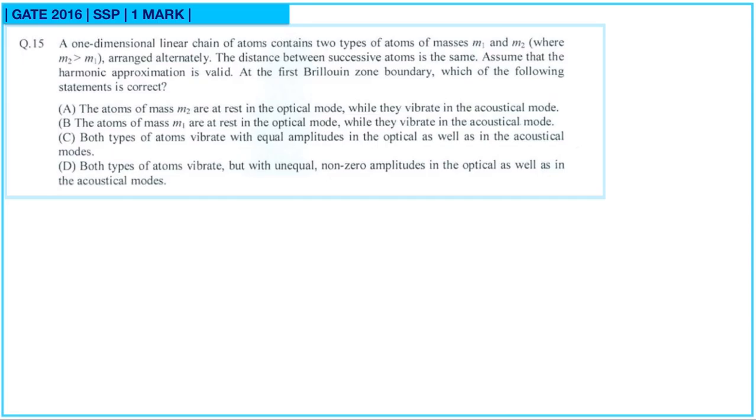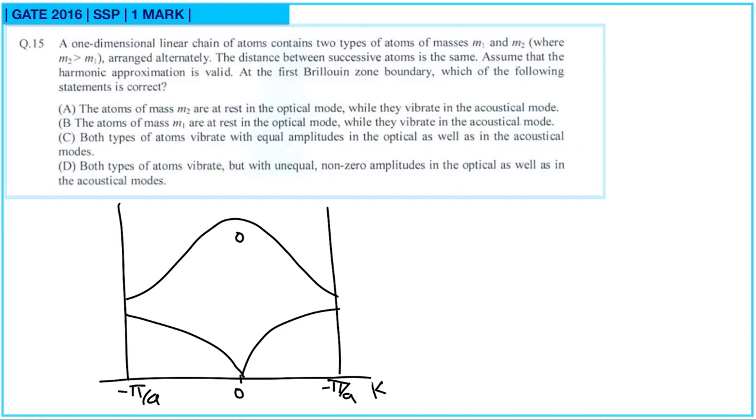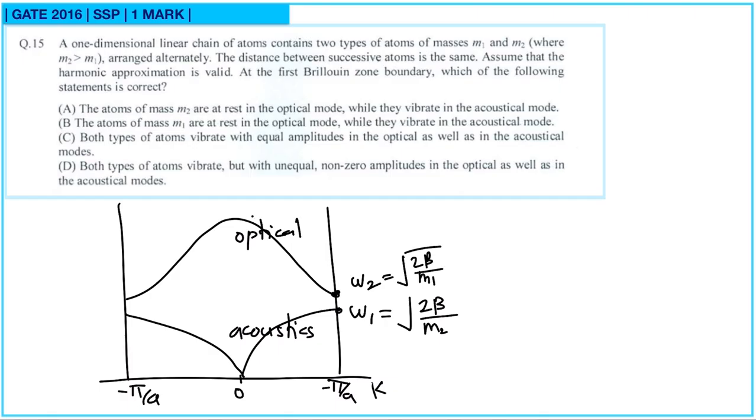Now it is a one-dimensional linear chain of atoms, so it is diatomic. So for that, if we plot omega versus k, then this will be 0. The first Brillouin zone boundary will be at plus minus pi by a. So this branch will be the optical branch and this branch will be the acoustical branch. This point corresponds to omega 1, which is equal to under root 2 beta by m2. This is omega 2, which is equal to under root 2 beta by m1. And this corresponds to omega 3, which is under root 2 beta into 1 by m1 plus 1 by m2. Here m2 is greater than m1.